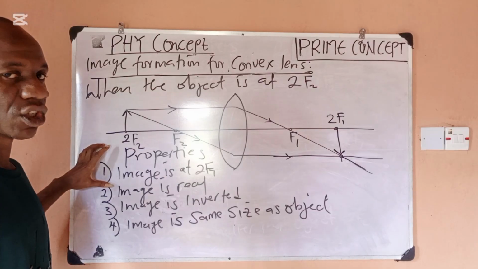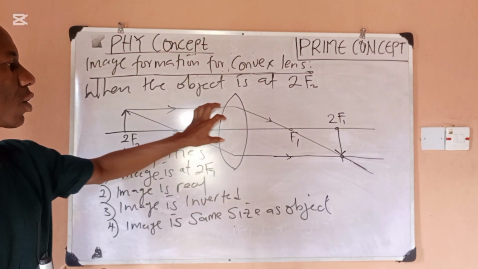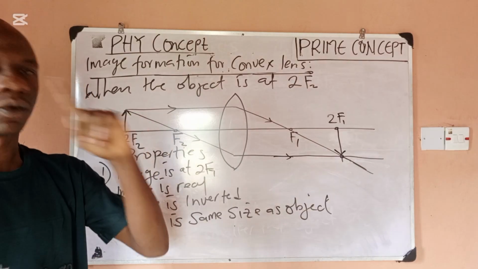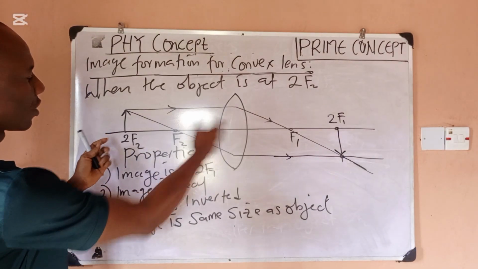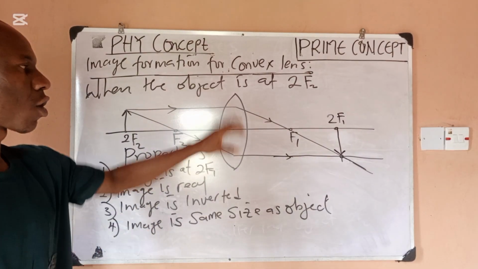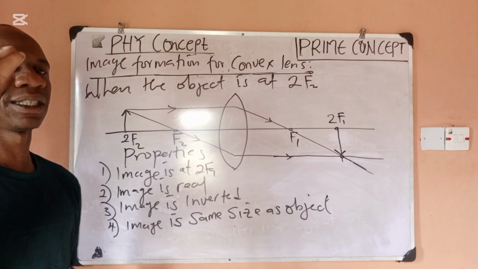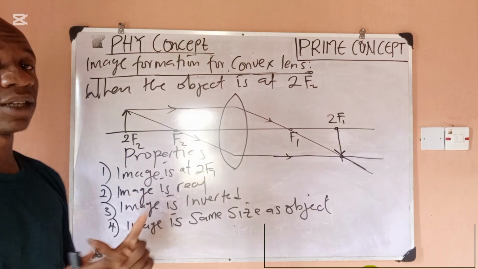Under this condition, the magnification of your convex lens is going to give you a value of 1. So please take note of it. Under the condition where your object is at 2f, the magnification of your convex lens is going to be unity. It's going to be 1. So take note of this. I believe this concept is really very clear to you.